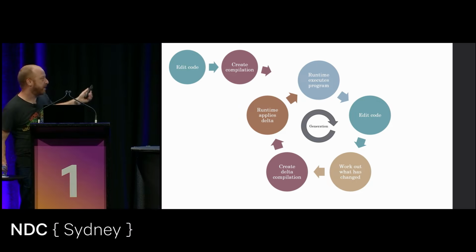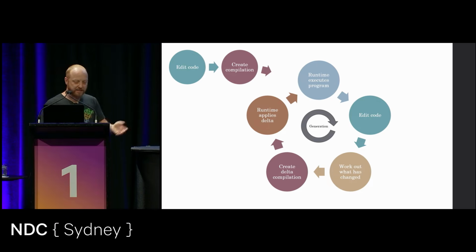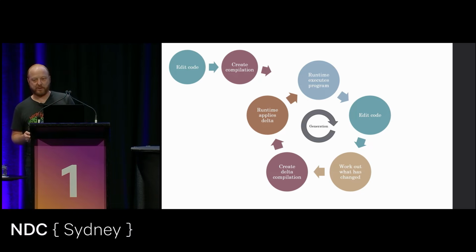So we start in the top left this time, confusingly. So we write some code, we create a compilation, great. Send it to the runtime, sure, all's good. But now we edit some more code. And the first thing we have to do is we have to work out what has changed.